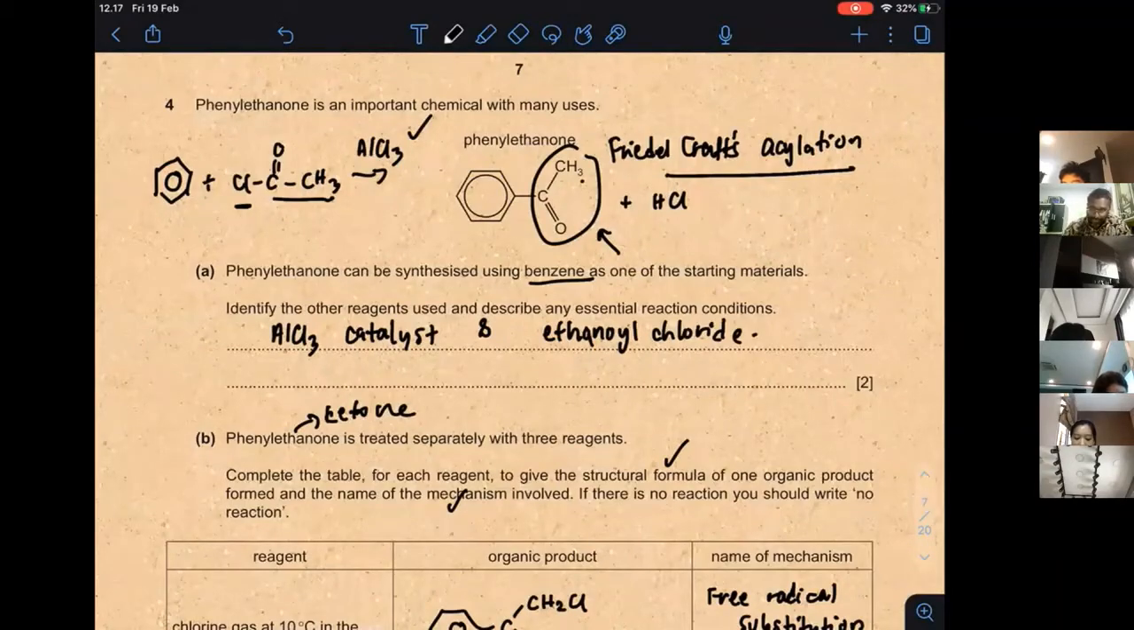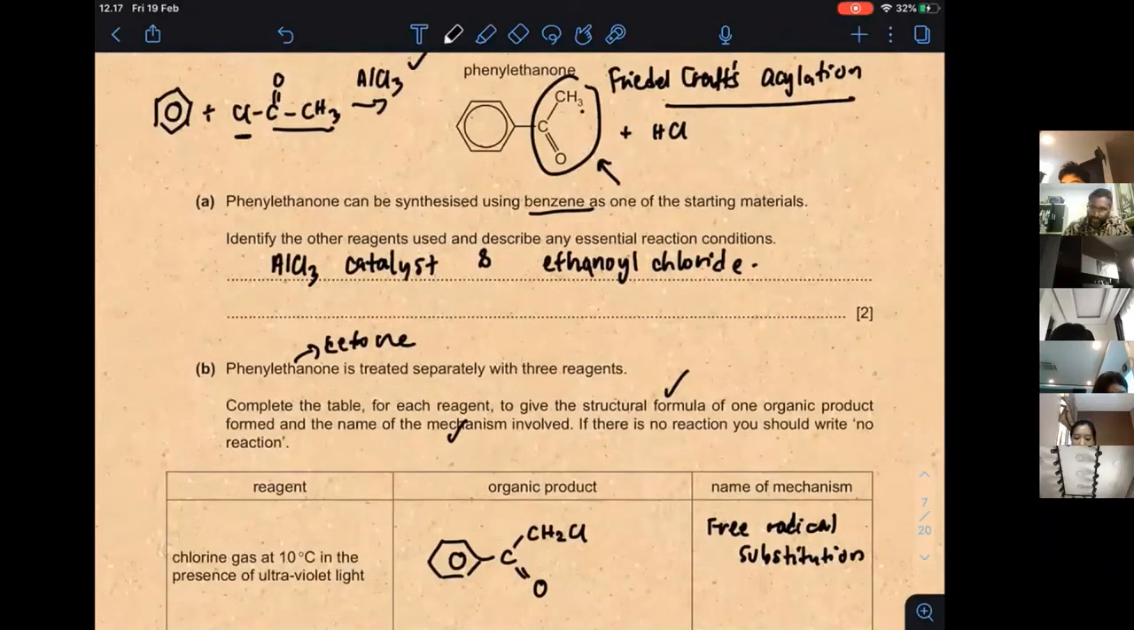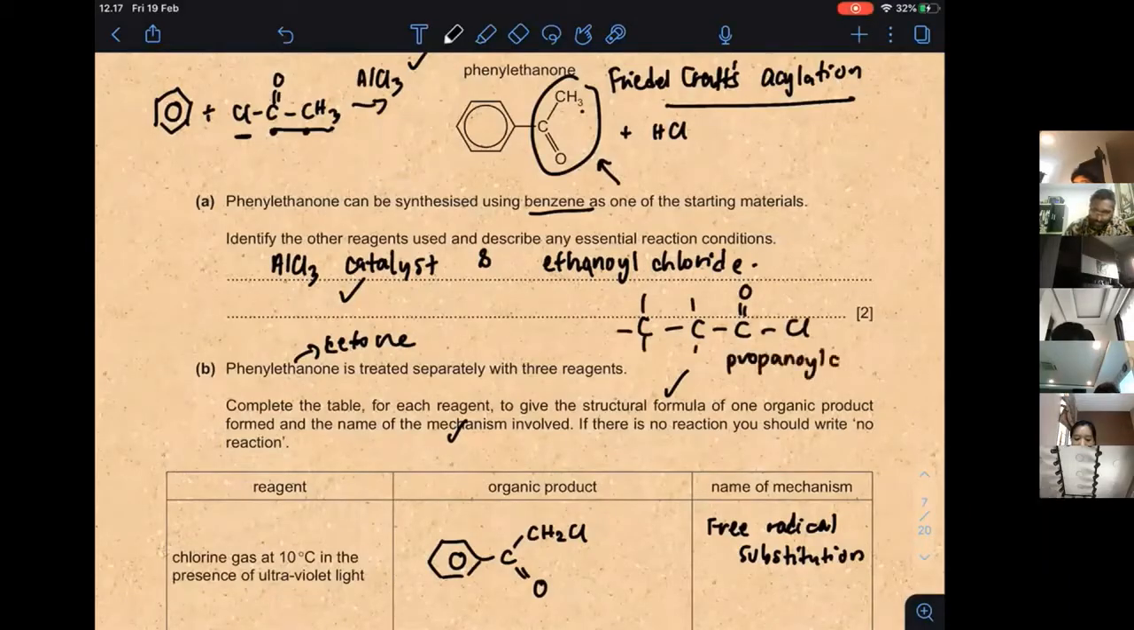So once you have this, you are going to write down, identify the reagents and describe essential conditions. So you need a catalyst. And this one, we name it as 2 carbon, so it's going to be ethanoyl chloride. If I have 3 carbon, for example, how do I name this? This is going to be propanoyl chloride. So acyl chloride, okay? Propanoyl chloride, butanoyl chloride, and so on. So it is important for you to know this name, because of identify.